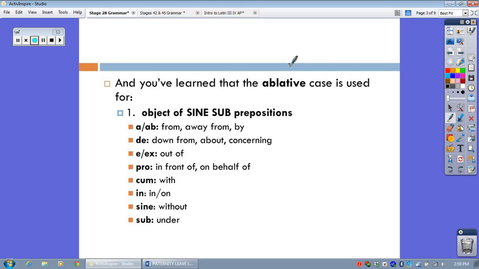The last case is the ablative. A, is, o, is, ibus. By, with, from, and on. By, with, from, and on.